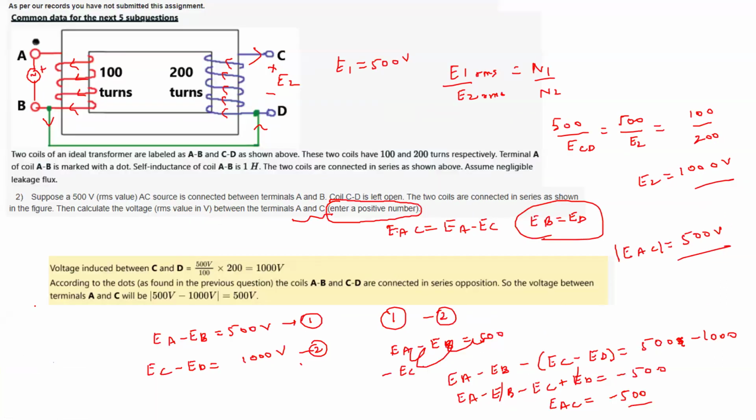EAB is equal to EA minus EB. Whenever it is written like EAB, it means EA minus EB. And if they're asking you ECD, then this is EC minus ED. So it can be said that the voltage between A and B terminals also, and they may ask you to find EAB like this also.